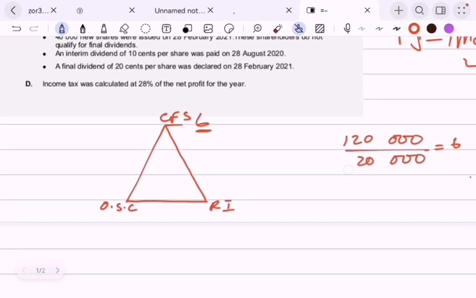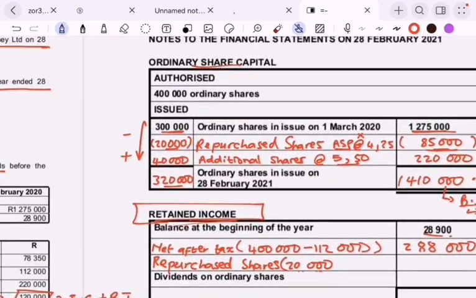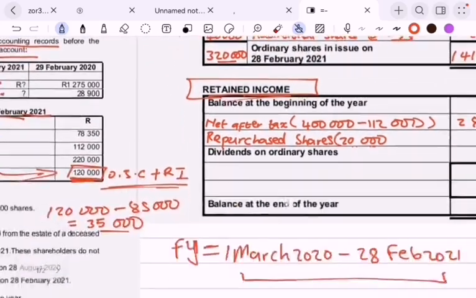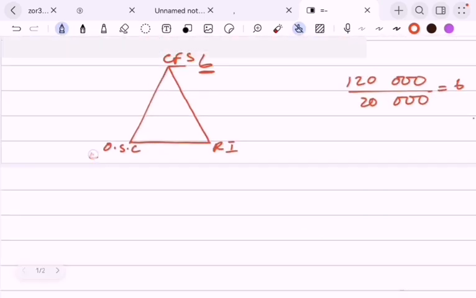And then with our ordinary share capital, we just calculated it from up there, and it was 425 cents earlier on in the video. So to get your retained income, it's quite easy. You say $6 minus 425 cents. Let us quickly do that. 6 minus 4.25. Then you get your beautiful 1.75.